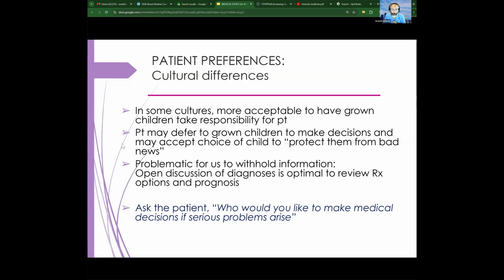So the best way to approach this, and I don't have a firm "this is the right way to do it every time," is to have a very open and respectful conversation and to really clarify. I have used a lot of phrasing along the lines of, well, if we were to have something that was life-threatening or a very serious condition, would you still want all of this information to go through family member X instead? And who would you like to make medical decisions, even if it was something very serious or life-threatening?